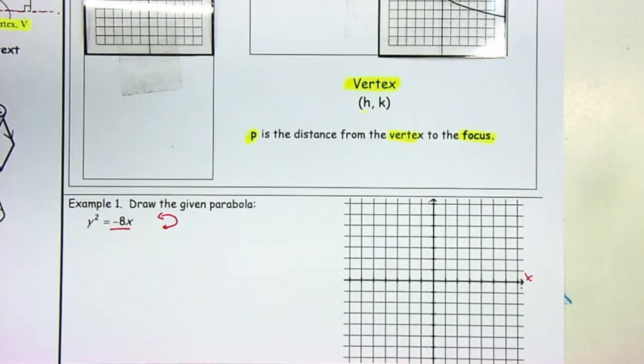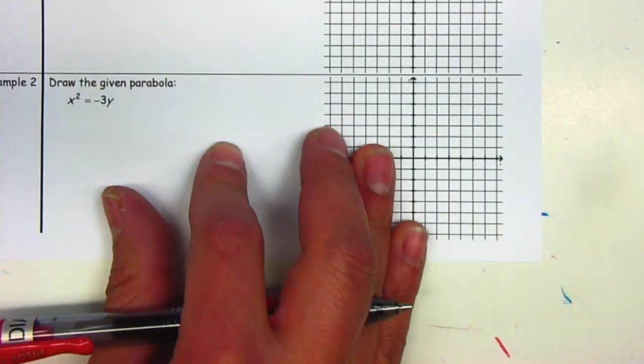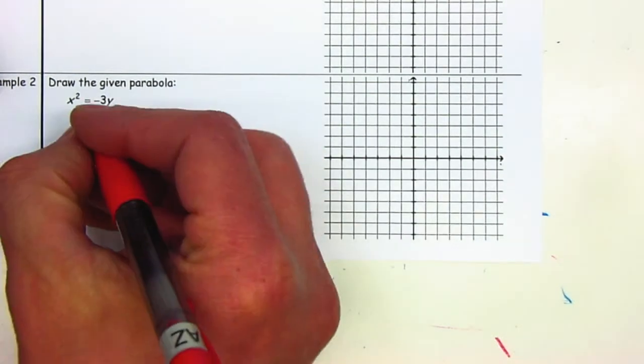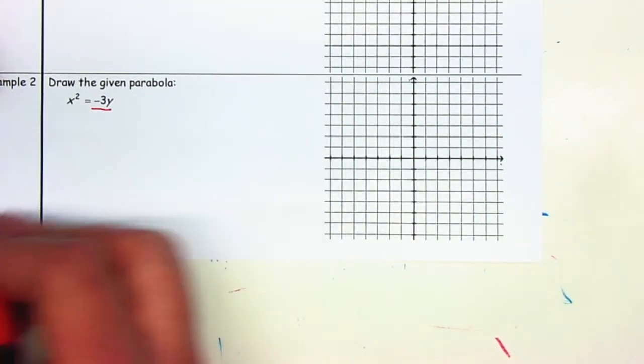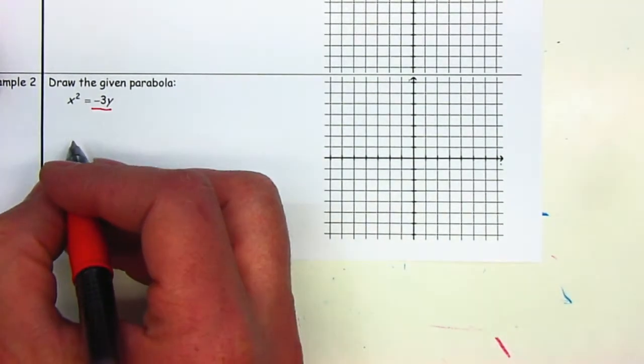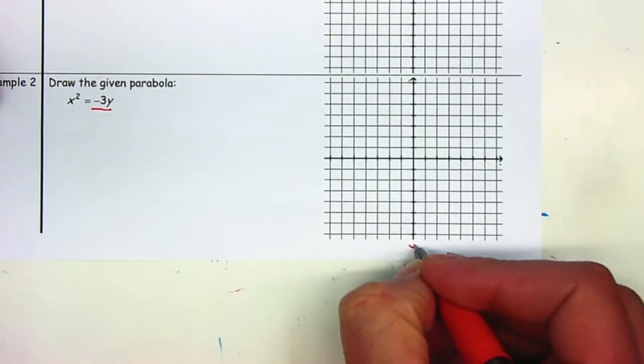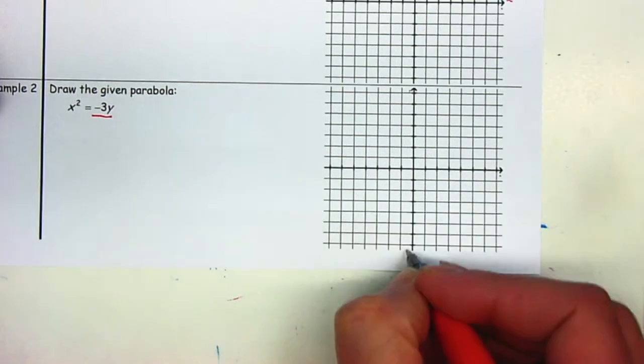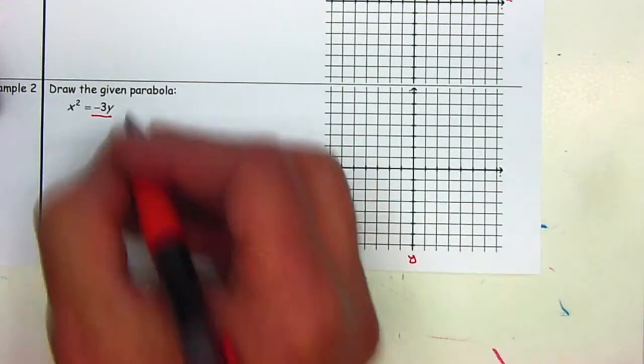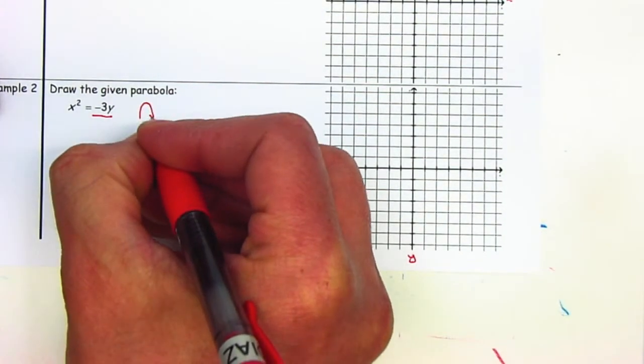Let's look at example number 2. Negative 3y. So that means your parabola is facing... Correct. It's facing the negative 3 on the y. So it's facing on the y. It's facing down on the negative 3. So this one will be facing down.